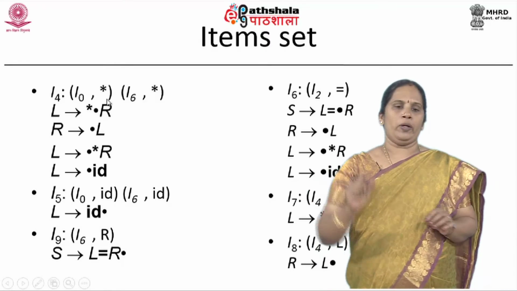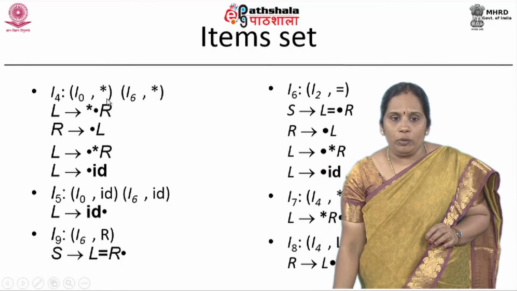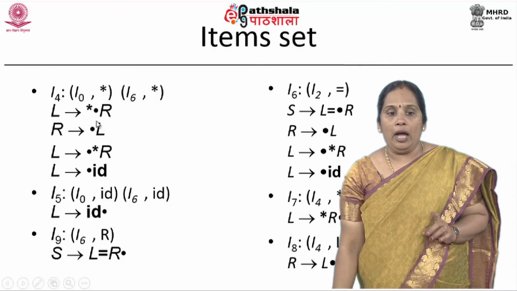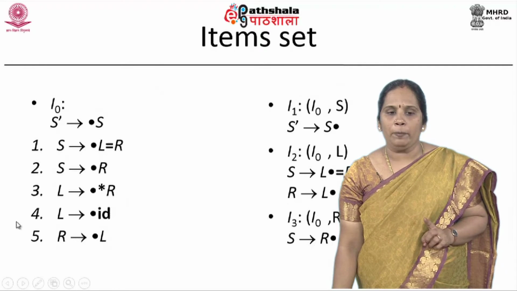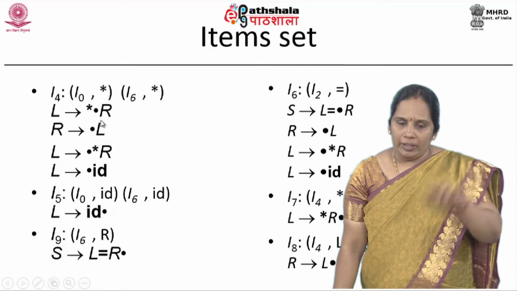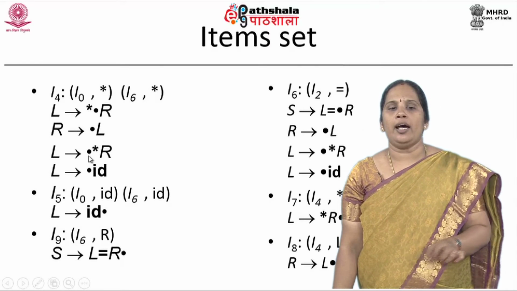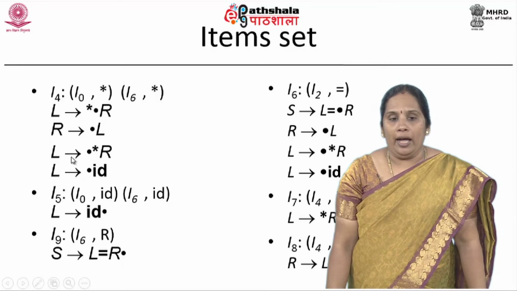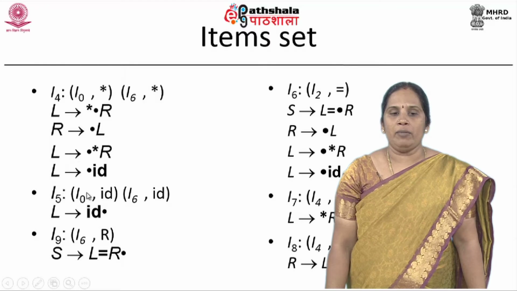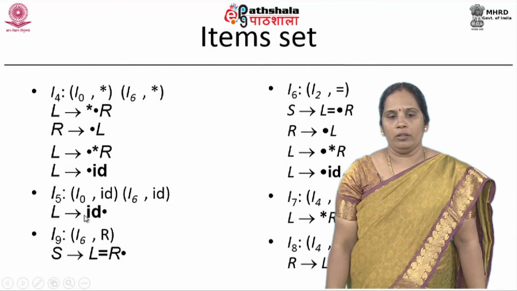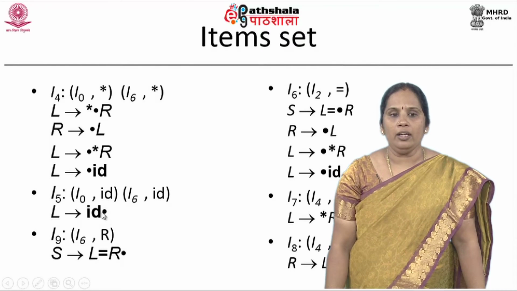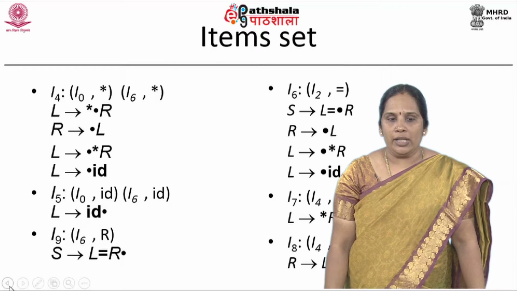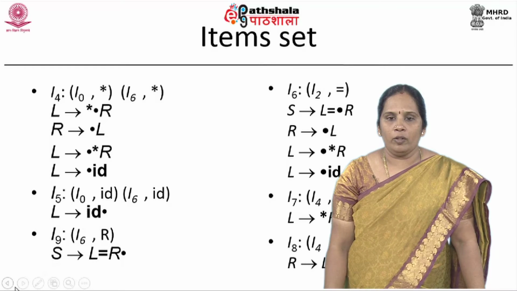I am shifting the dot by one position. Now, I have to add the productions of R. R has only one production, which is R produces dot L, okay. Now, I have to add the productions of L, which are L produces dot star R and L produces dot ID, okay. We are not yet done, I naught comma ID is still pending, which is nothing but L produces ID dot. There is nothing to add here. Then, I am done with I4, I5.